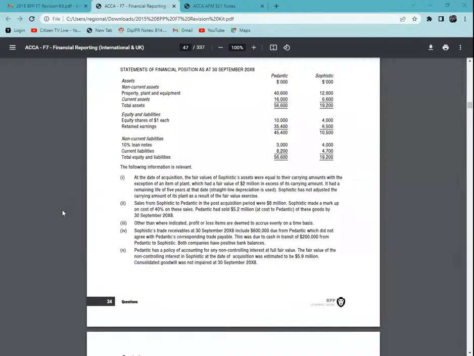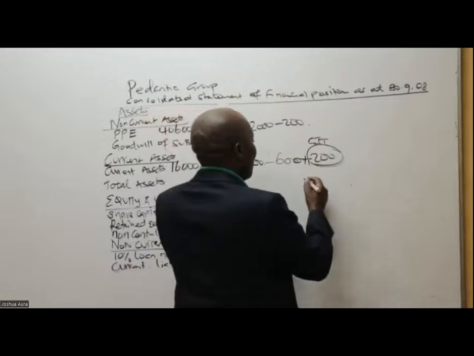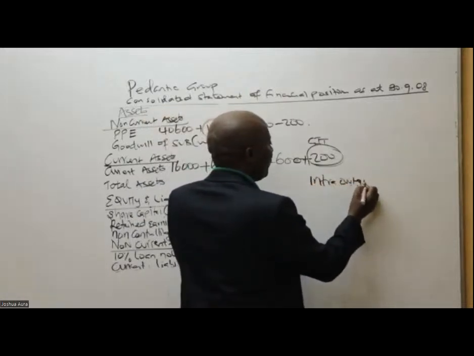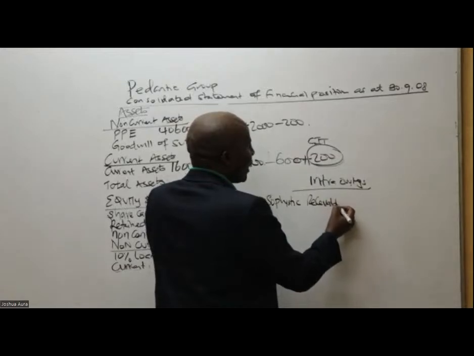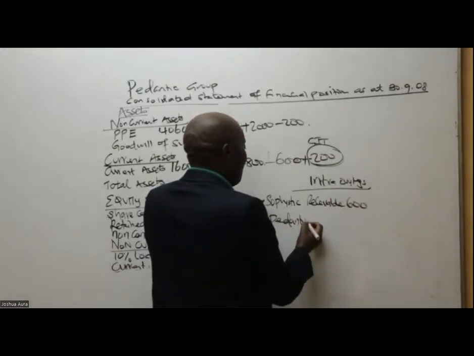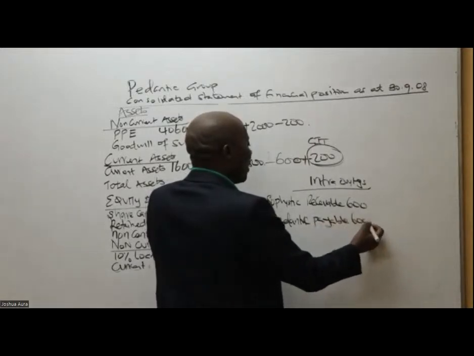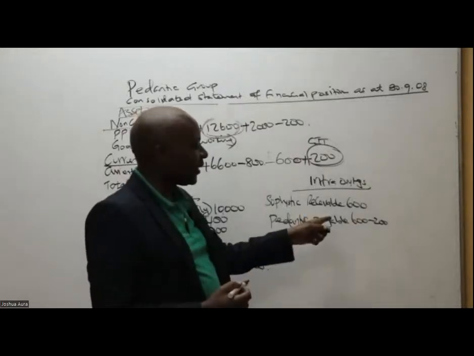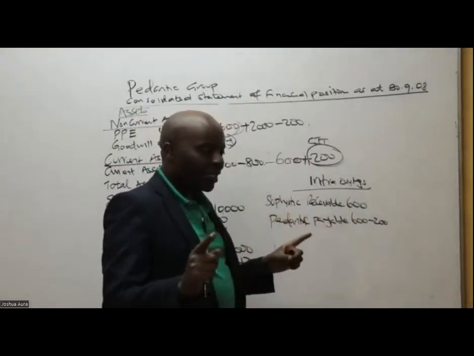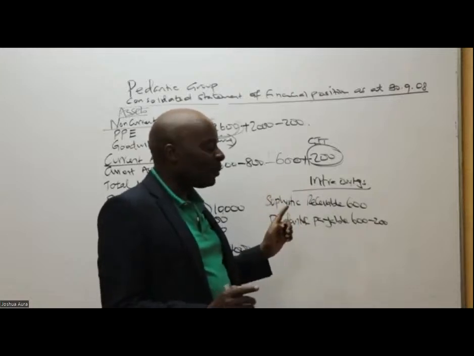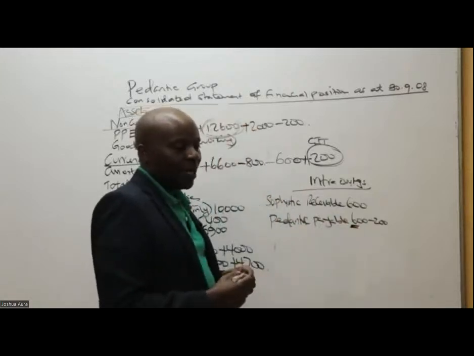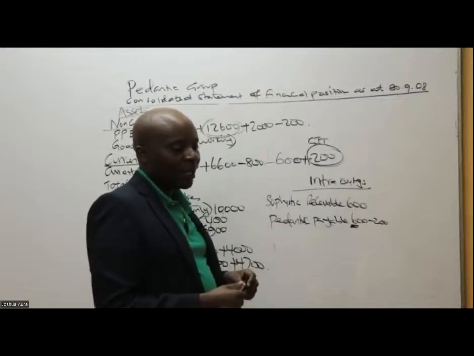Due from Pedantic, which did not agree with Pedantic's corresponding trade payable. This was due to cash in transit of 200 from Pedantic to Sophistic. Listen to me, these two companies have intra-group owings. We have Sophistic receivable 600. We have Pedantic payable 600, but remember they released 200 as cash in transit. One released and adjusted their books, but the other has not adjusted theirs because they have not received the money. Meaning Pedantic's payable should read how much in their books?